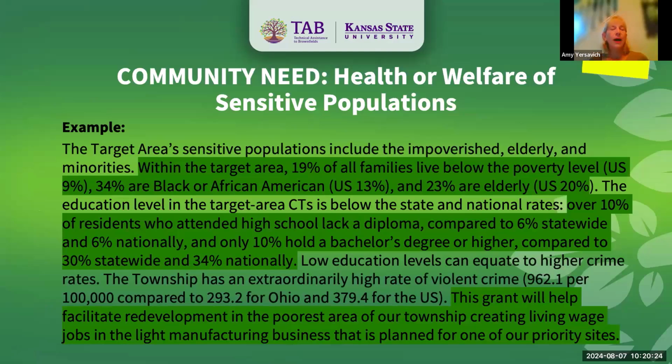Here's a better, more improved language, where we talk about the percentage of families that live below the poverty line and compare it to the US. Minority population is compared to the US, and the elderly population is compared to the US, so that you know that it is higher, and in some cases significantly higher in this particular target area.